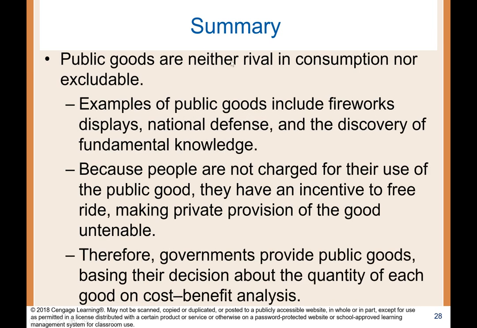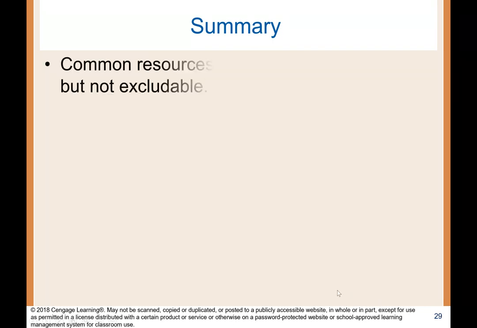Public goods are neither rival in consumption nor excludable. Examples of public goods include fireworks displays, national defense, and the discovery of fundamental knowledge. Because people are not charged for their use of the public good, they have an incentive to free ride, making private provision of the good unattainable. Therefore, governments provide public goods, basing their decisions about the quantity of each good on cost-benefit analysis.